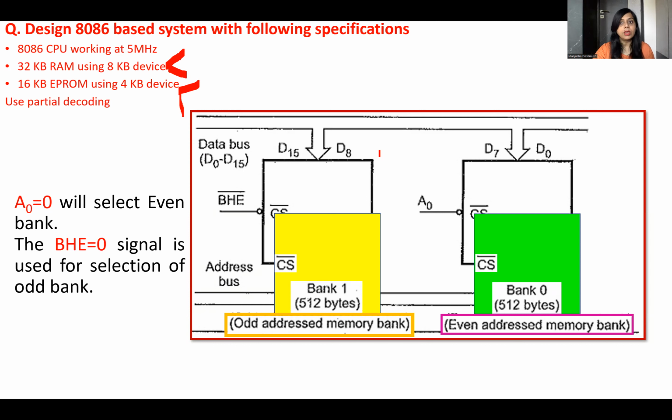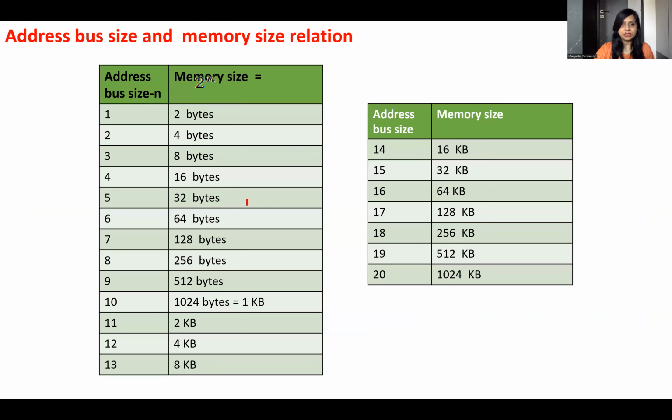Whenever 8086 wants to select an even bank, at a time it can select only one IC. It cannot select multiple ICs at a time. So at a time it will select any one memory IC. When it wants to select the even bank, then A0 should go 0. And when it wants to select the odd bank, bus high enable bar should go 0.